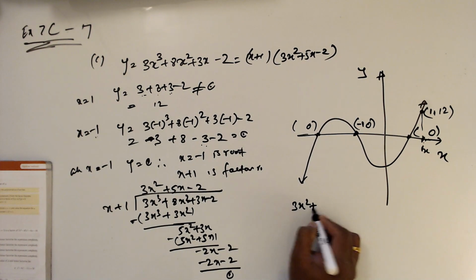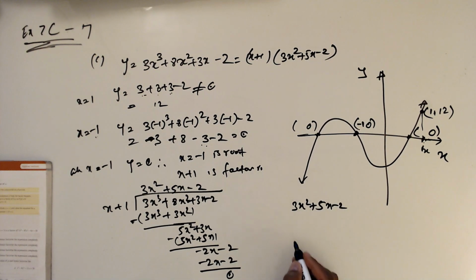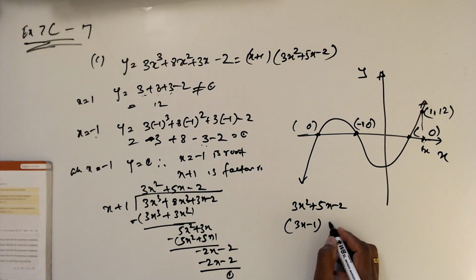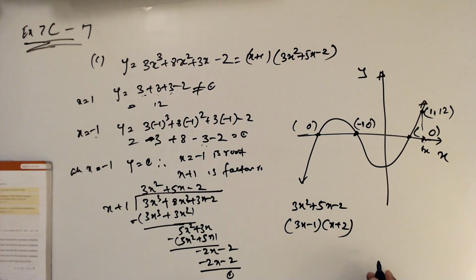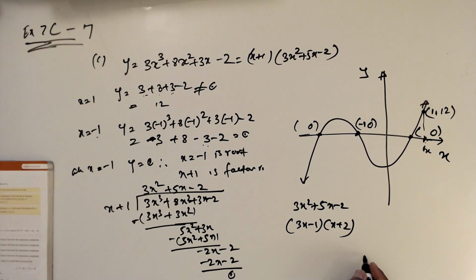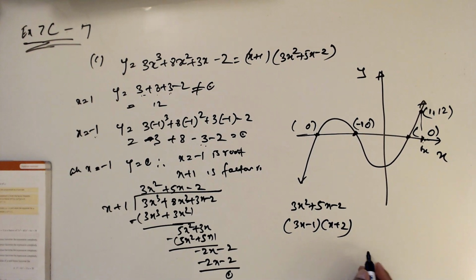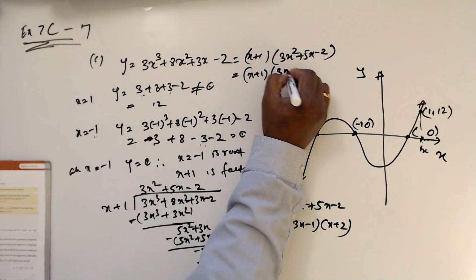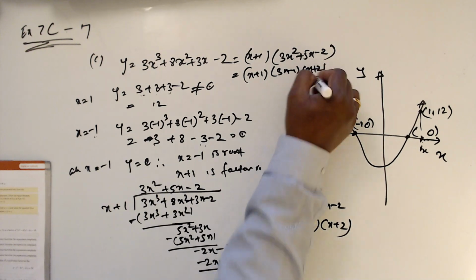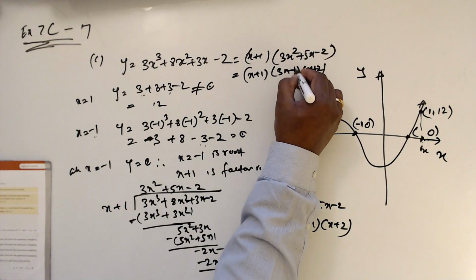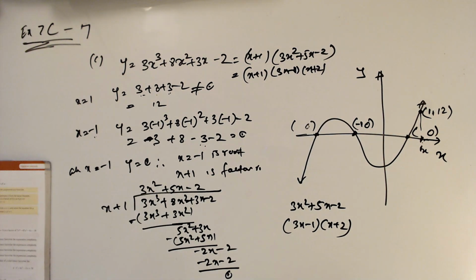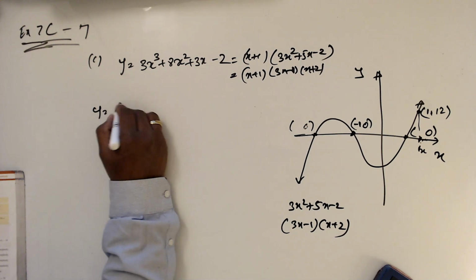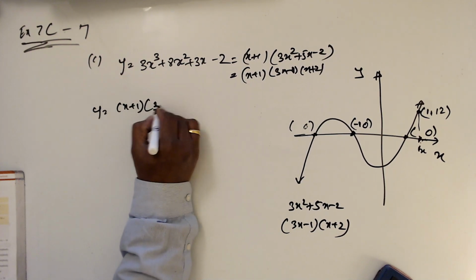Now 3x squared plus 5x minus 2, I need to factorize. So this is going to be (3x minus 1)(x plus 2). Then I know (x plus 1)(3x minus 1)(x plus 2). This is minus 1 in front. Now, we have a nice sum to work out. We don't need history now.